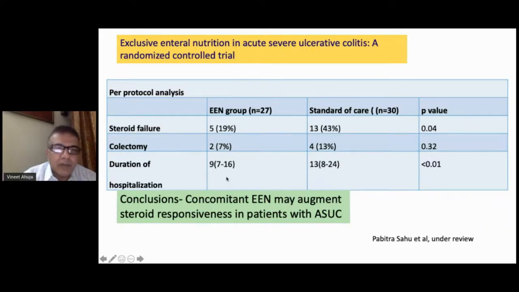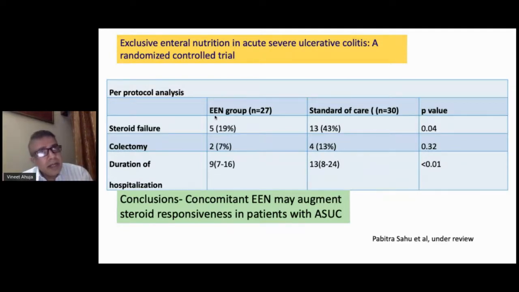In terms of duration of hospitalization also, it was less, although colectomy rates were similar. I'm not saying that this is a definite strategy, it is just one trial, but it suggests, and this is a per protocol analysis, that concomitant and exclusive enteral nutrition may augment steroid responsiveness in patients with acute severe ulcerative colitis. In other words, if you change the diet, it helps.